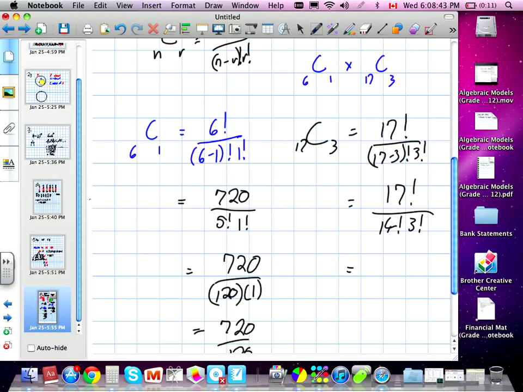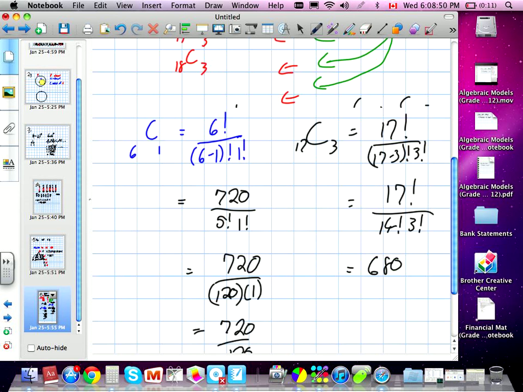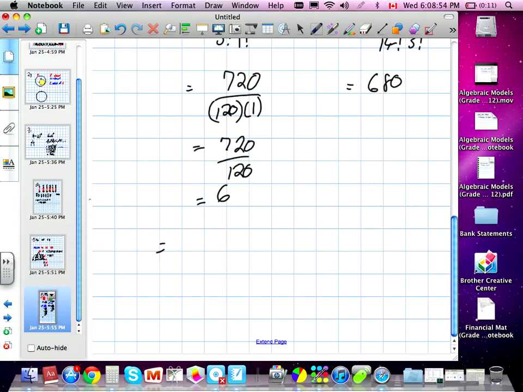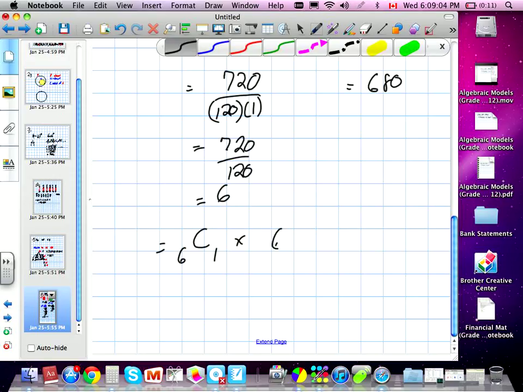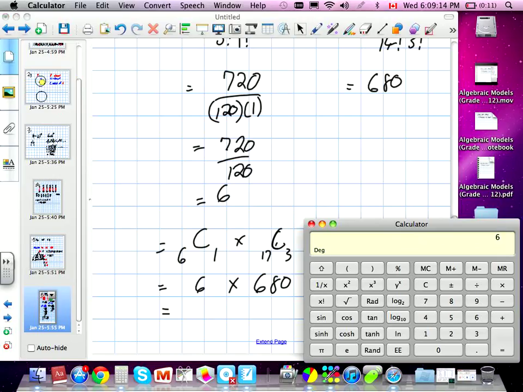So when we plug it into our formula, remember our options were equal to 6C1 multiplied by 17C3. 6C1 was 6 times our 680. Our options are 6 by 680 equals 4,080 options. Does that make sense? That's if they don't double count piano, okay?